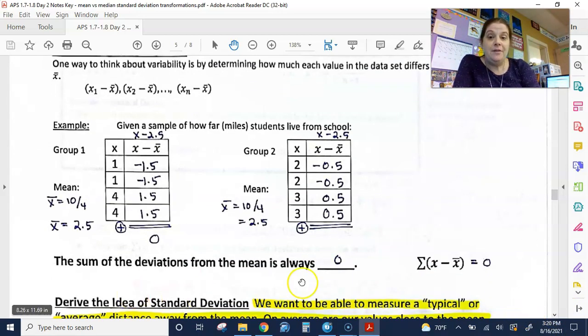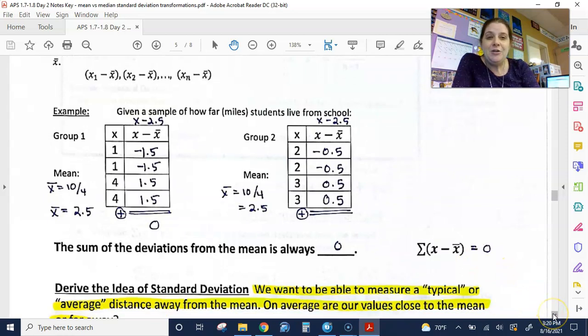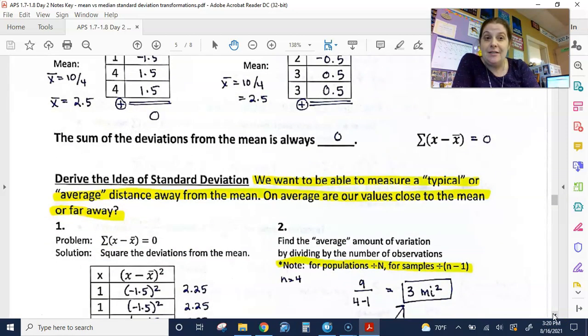We know that the sum of the deviations from the mean, the deviations meaning how much it actually differs between the numbers and the mean, is always going to be 0. The mean is a balance point, and so these differences always add up to 0. So you can't use this as an average difference like it stands, because it just doesn't work.